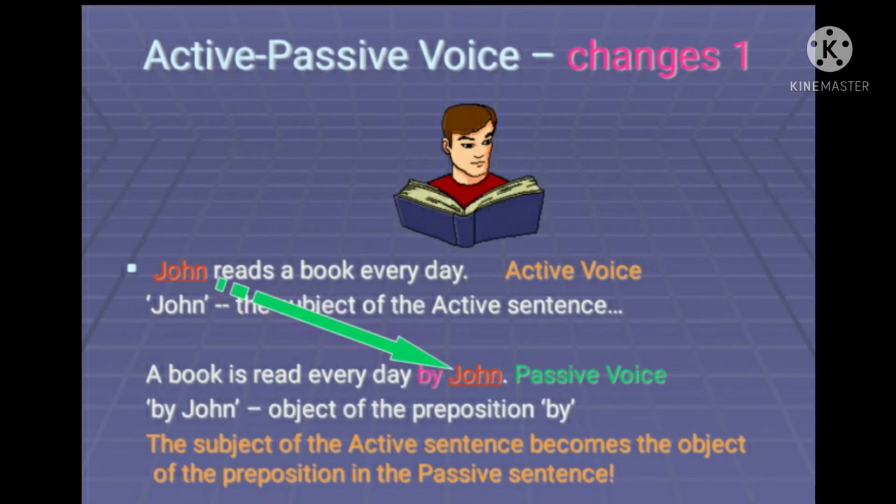Next sentence, John reads a book every day. Now this is the active voice. John is the subject in the sentence. When the subject is doing the action, we know that it is in the active voice. So what will be the passive voice? A book is read every day by John. John becomes the object of the preposition by in the passive voice. So the subject of the active sentence becomes the object of the preposition in the passive sentence.